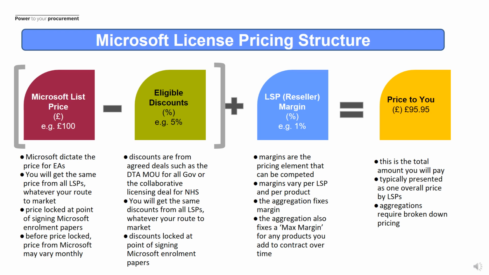If you're at all unsure of the discounts that you're eligible for, please get in touch with Crown Commercial Service and we can help you find those discounts that you're eligible for. The important part to note about the discounts is that because they're set by overarching MOU agreements, you will get the same discount that you're eligible for, the highest discount that you're eligible for, from all LSPs and whatever route to market you take. So again, whether you join the aggregation or whether you run your own tender, you will get the same discount. The discounts are also locked in from the point of signing your Microsoft enrolment papers.